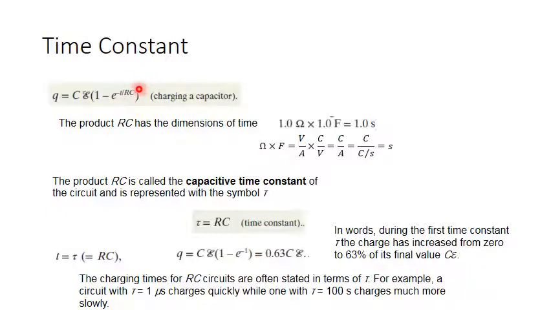Alright? This product is called the capacitive time constant. And usually we replace it with the symbol tau. Okay? So the product RC is called the capacitive time constant of the circuit, and it is represented by the symbol tau.